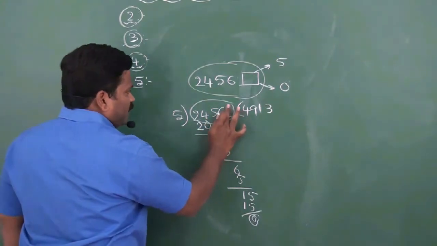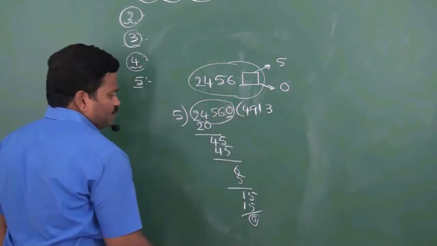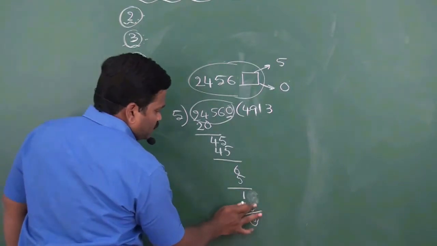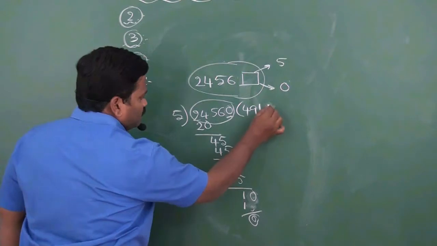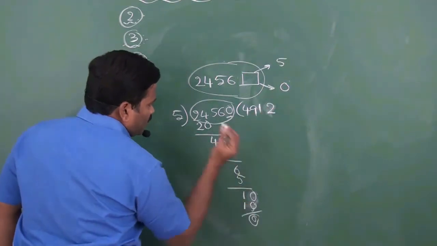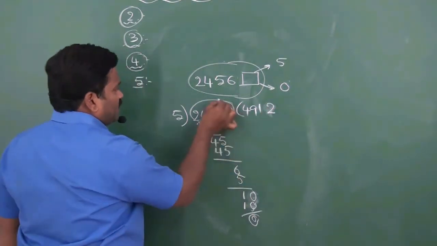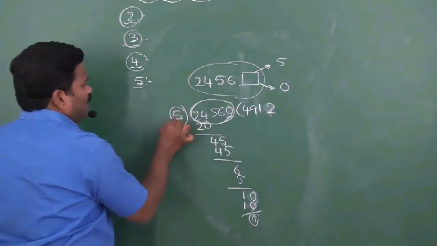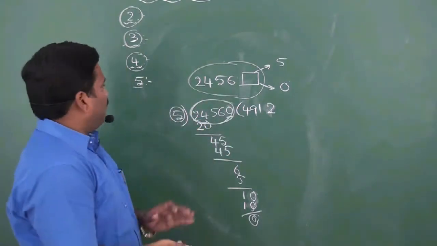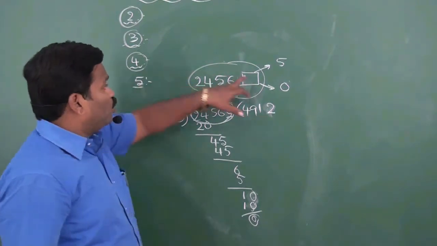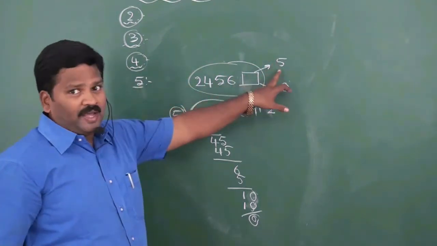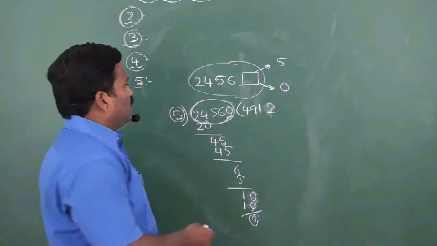If in place of 5 you substitute 0, here you can keep 0. This 10 will go 2 times. The remainder is 0. Again, this number is divisible by 5. If a number is divisible by 5, the unit digit is either 5 or 0.